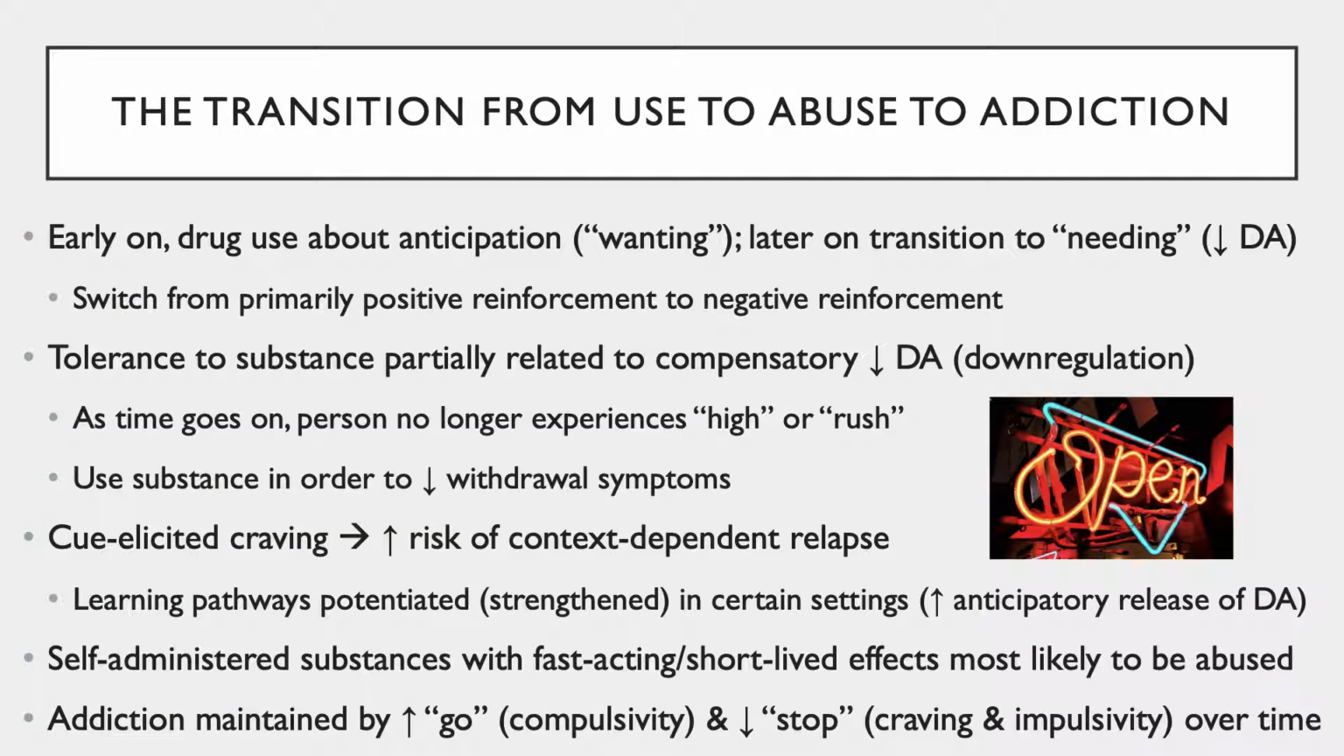The transition from substance use to substance abuse to substance addiction is oftentimes the switch from being primarily motivated by positive reinforcement to negative reinforcement. Early on, drug use tends to be about anticipation or wanting, but later on, there's a transition to a sense of needing the substance, which is oftentimes motivated by low dopamine levels due to the chronic drug use.